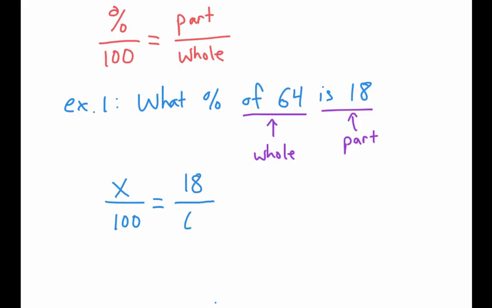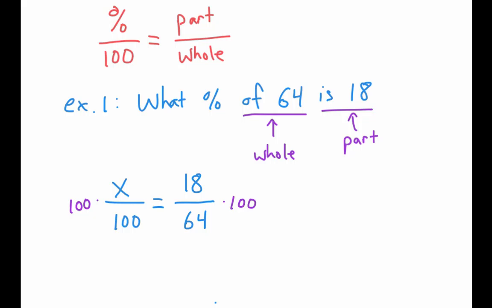So 18 and 64. Now you could go through and say, what did they do to x? X was divided by 100. So the fastest way is to go through and multiply both sides by 100. And when you do that, you'll get 18 times 100 divided by 64.